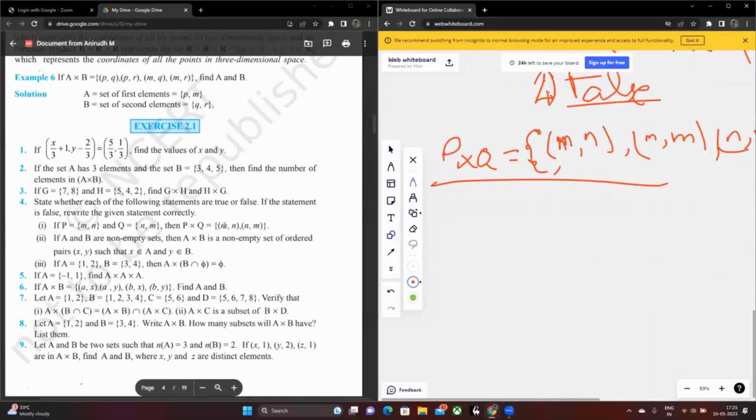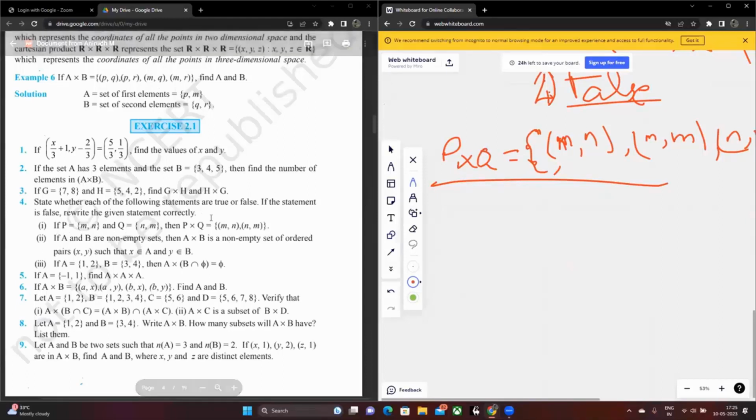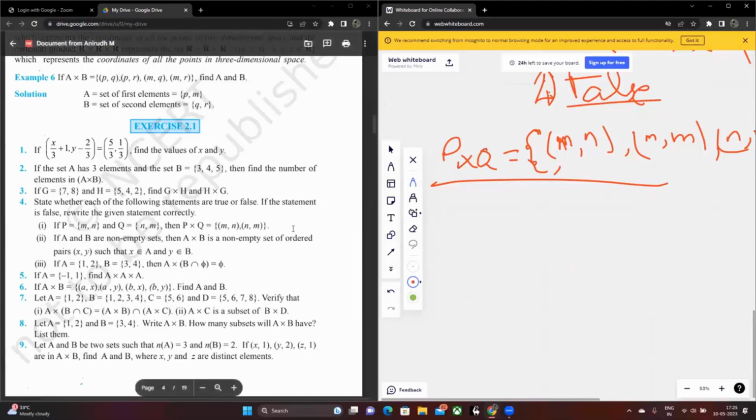I mean, you can also say this is false by using the formula for n of P cross Q, because n of P is 2, n of Q is 2. So n of P cross Q must be 4, but there are only 2 elements here. That's false, right? 4 is not equal to 2. But there's a wider method, and this shows you what statement is actually right.